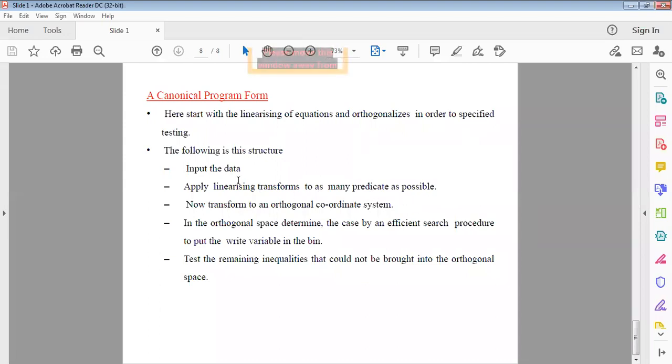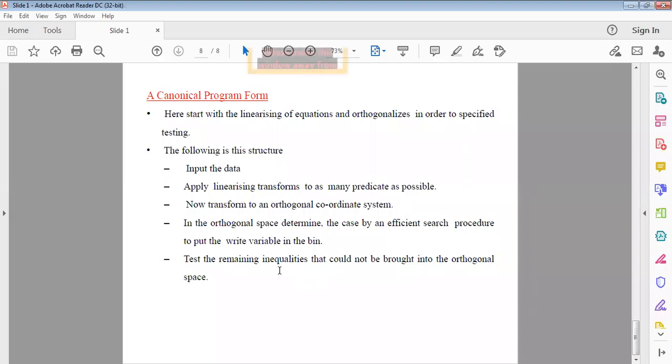First, you have to take the input data. You have to apply the predicates where possible. Now transform to an orthogonal coordinate system. Then according to those values, we have to transform to the orthogonal coordinate system. Next, use an efficient search procedure to put the right variables in the bin. Some variables will be right, some variables will be wrong. So based on those predictions, we will take the correct values and represent them in the particular orthogonal representation.